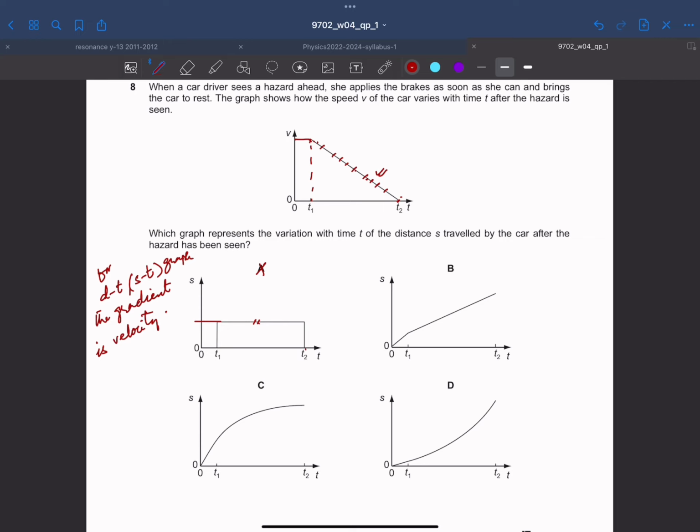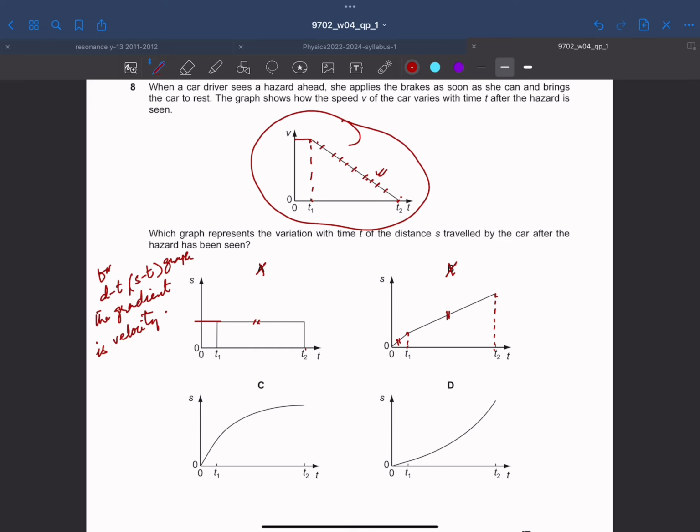Similarly, in case of B, you can see that we have two constant velocities, meaning between t1 and t2, if you consider the gradient, the slope is constant, so the velocity is constant. But in this graph, velocity is decreasing. This graph shows that between time t1 and t2, the velocity is constant, which is not the case.